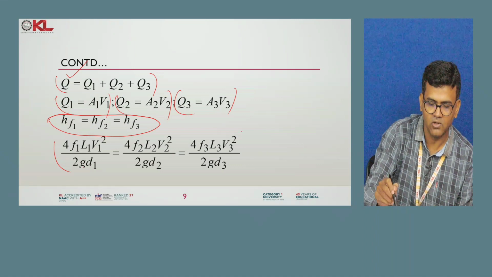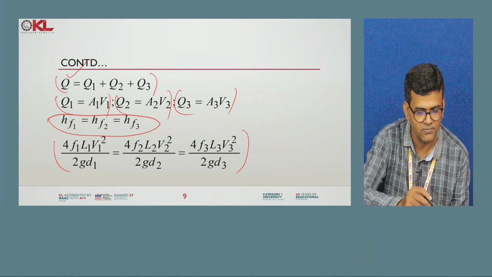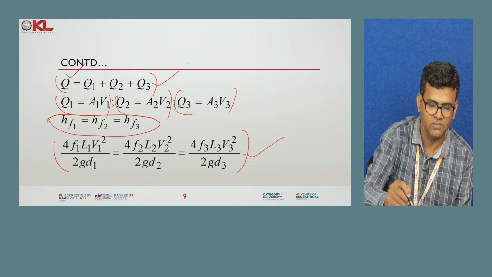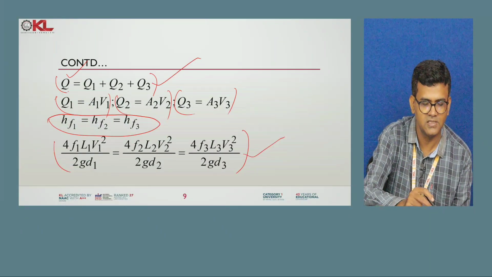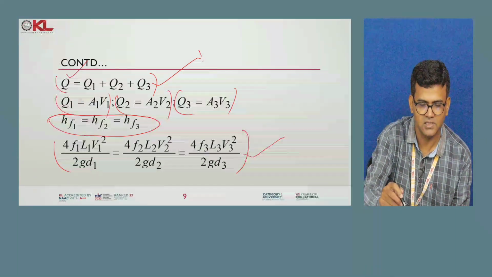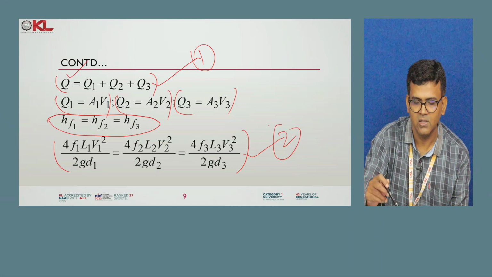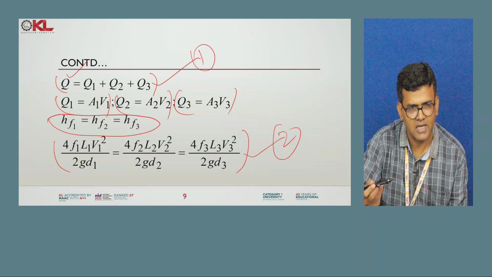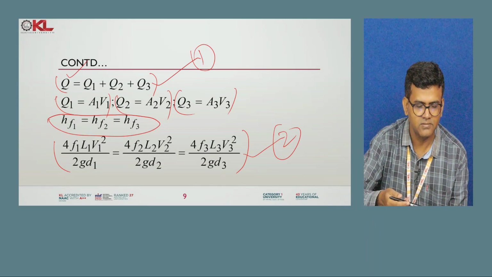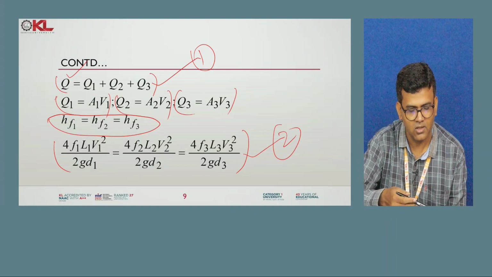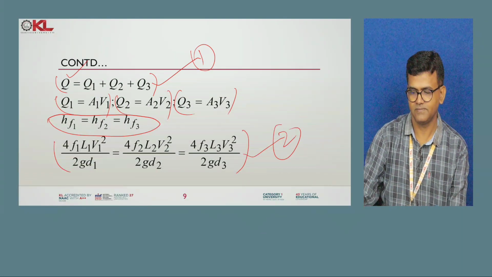So you can equate all these three, that is 4fLV squared upon 2gD for pipes 1, 2 and 3. From here you will get one equation, and from the first, the total discharge equal to the sum of the discharges in all the pipes, is the second equation. With the help of these equations you can find whatever is asked in the question, like the discharge in some other pipe, or the friction factor, or the length of the pipe.